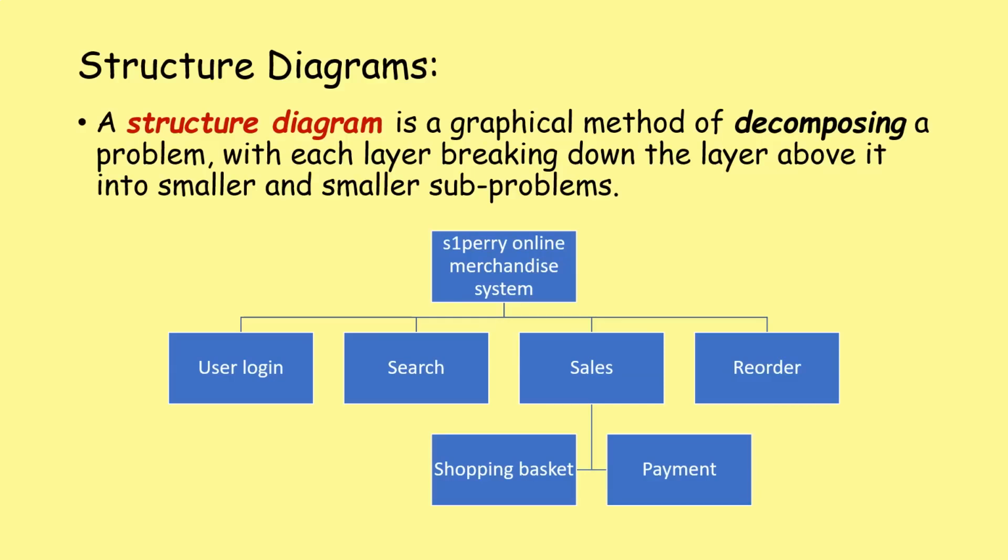So here we have the S1 Perry online merchandising system. I've broken it down into a user login, a search function, a sales function, and a reorder function. And sales has been further divided into a shopping basket and payment sections.